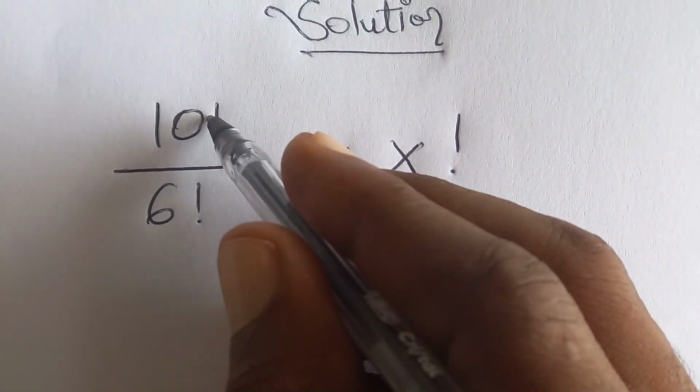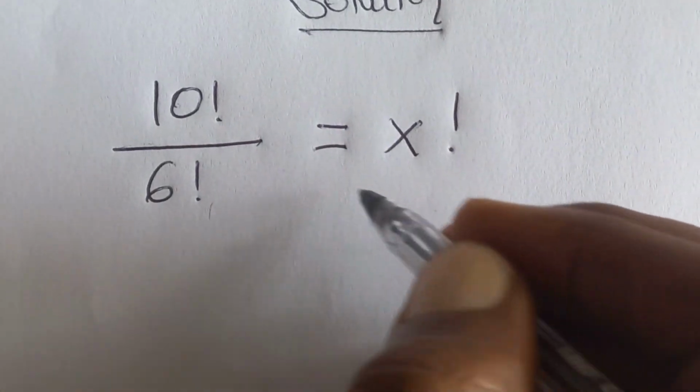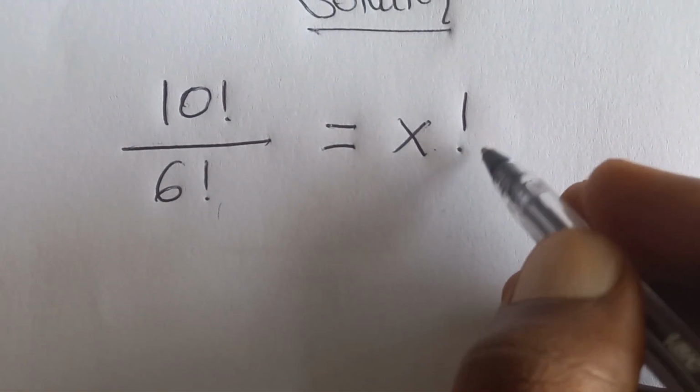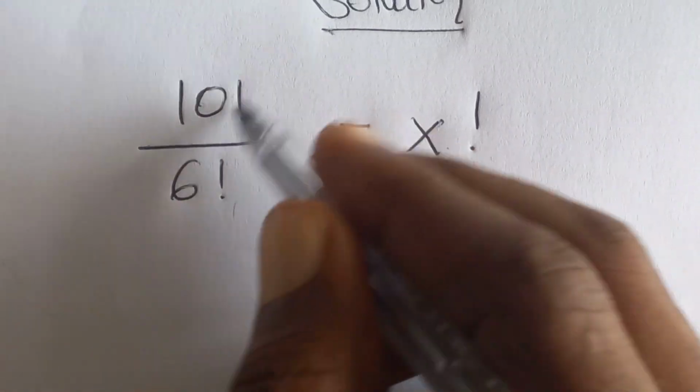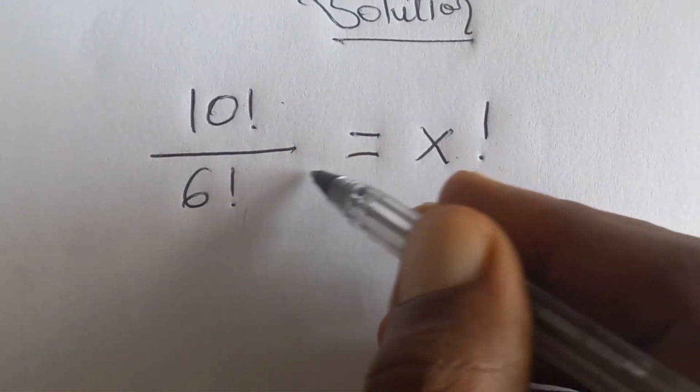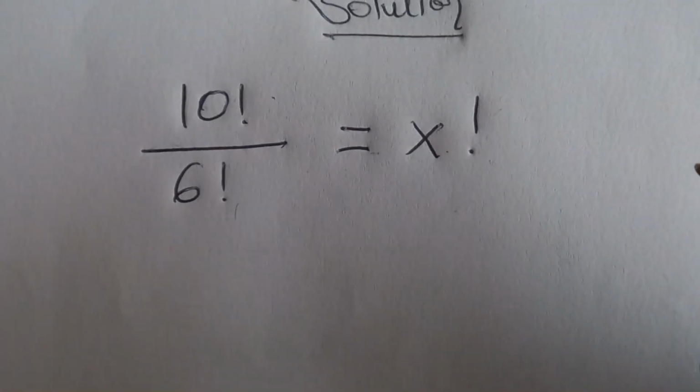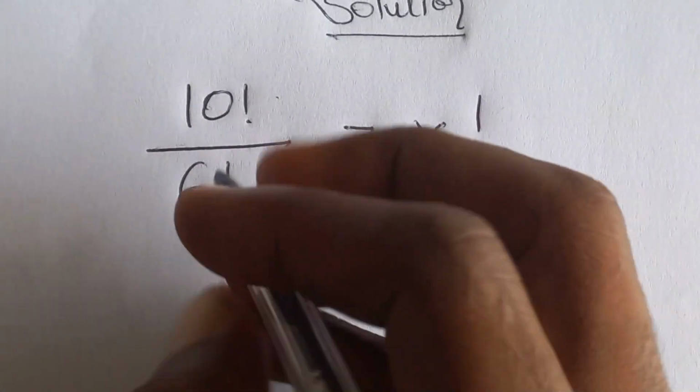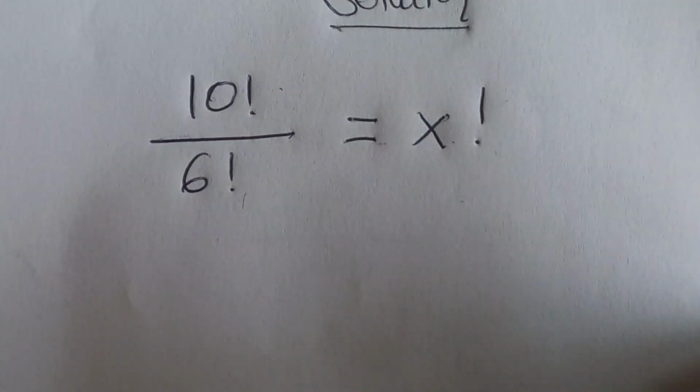So we're having 10 factorial over 6 factorial is equal to x factorial. Okay, so this, if you punch it straight away, you are going to get a huge number, which is incorrect. Okay, so let's use this way to solve it.